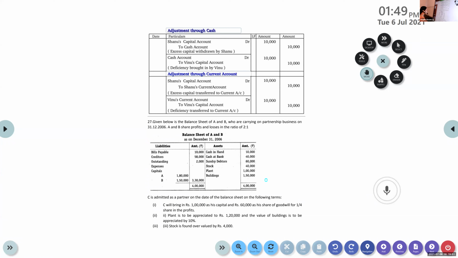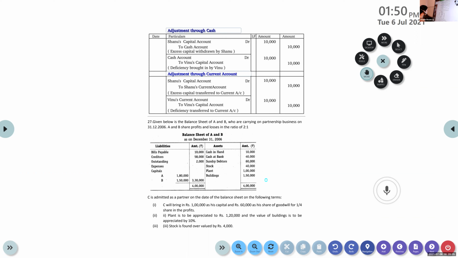Read question number 27 in the textbook. Given below is the balance sheet of A and B who are carrying on partnership business. The profit and loss are shared in the ratio 2:1. Their old ratio is given as 2:1, and the balance sheet is given.